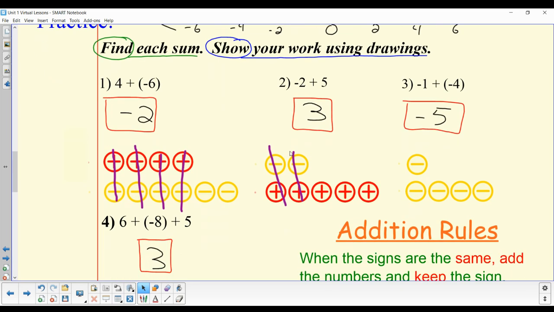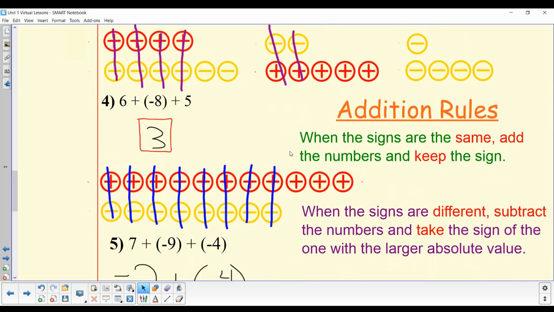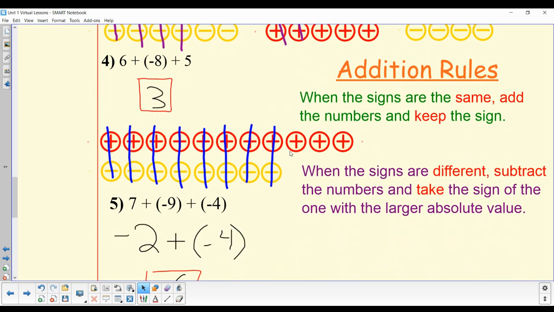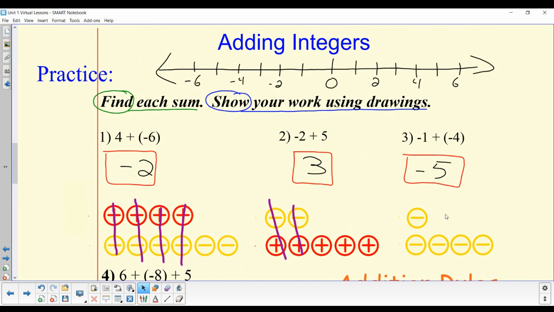When you have much larger numbers in the 20s or 50s or hundreds or bigger, then you may want to stick to knowing the addition rules, which means understanding the addition rules. When the signs are the same, you add them and keep the sign because if you're thinking of tiles, they're all the same. You add them and that's the sign. If you're thinking on the number line, if the signs are the same, they're moving in the same direction.